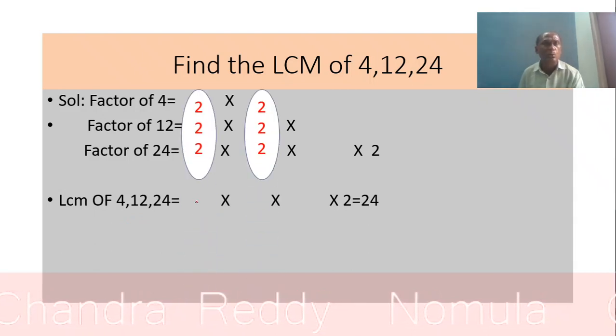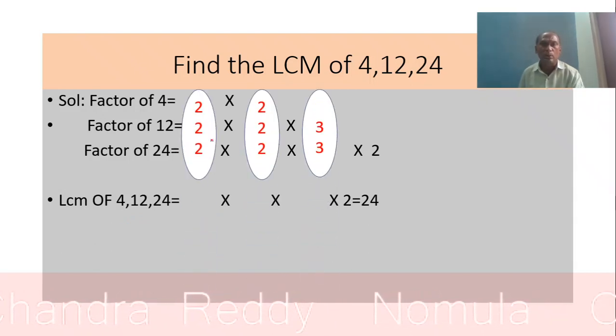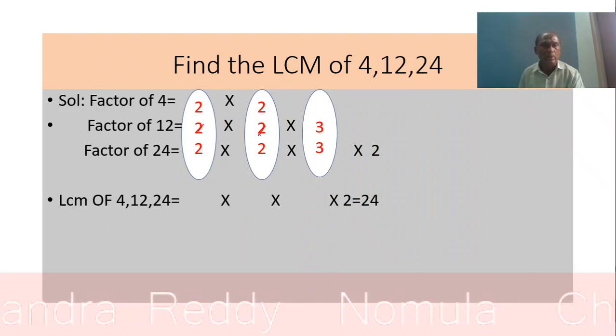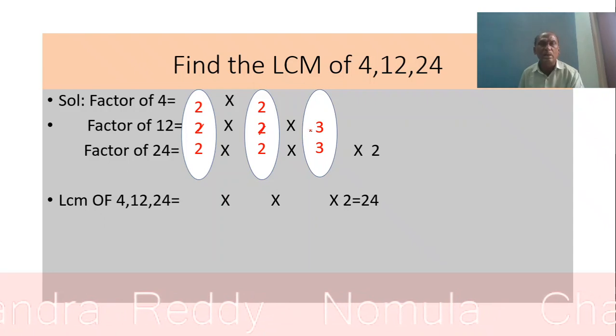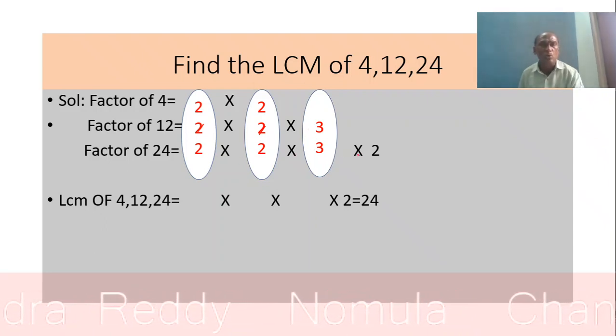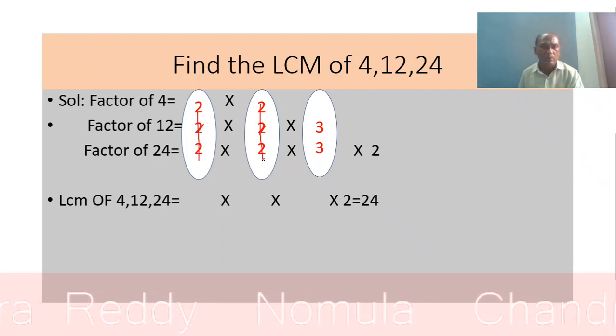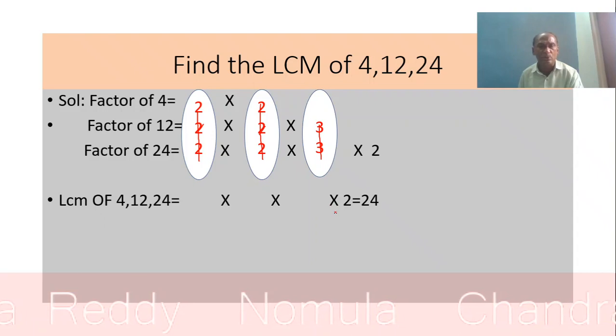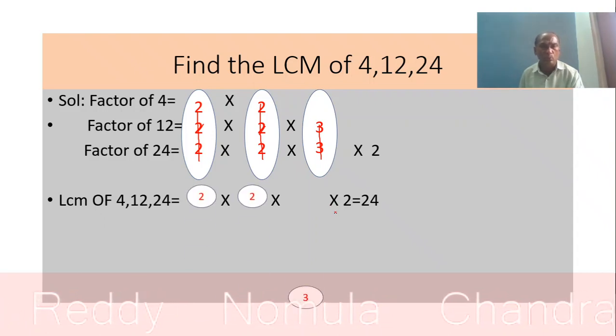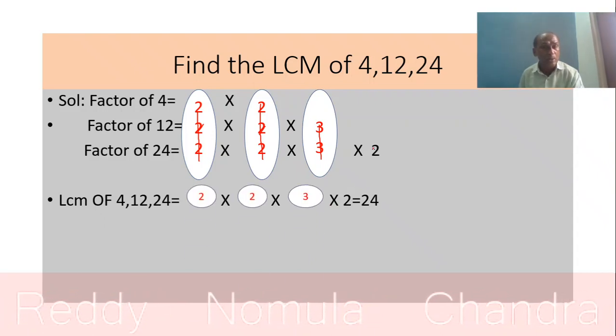Here 2 2s are 4, 4 3s are 12, 12 2s are 24. Common factor 2, common factor 2, common factor 3. So 2, 2, 3, remaining 2 here, remaining 2, right? That is the answer: 24.